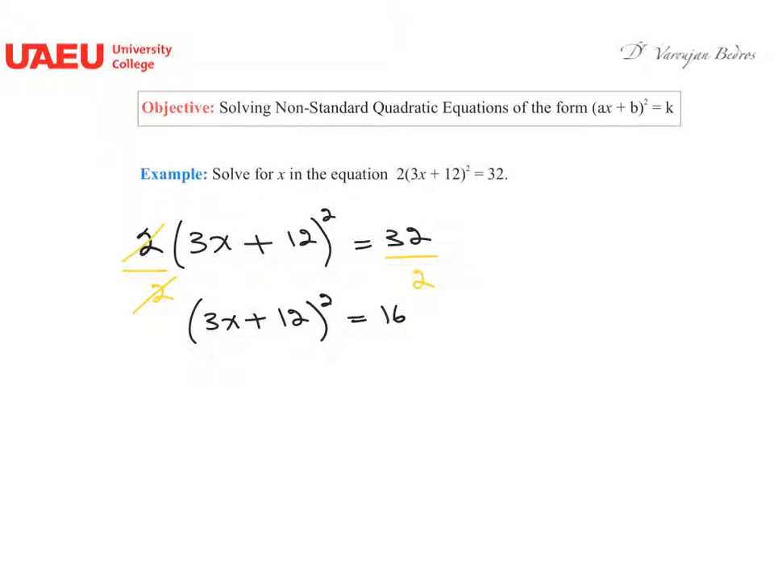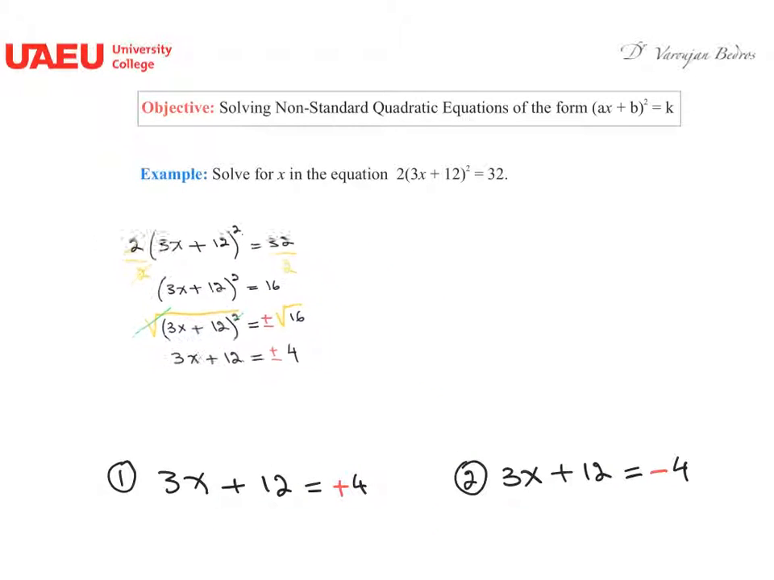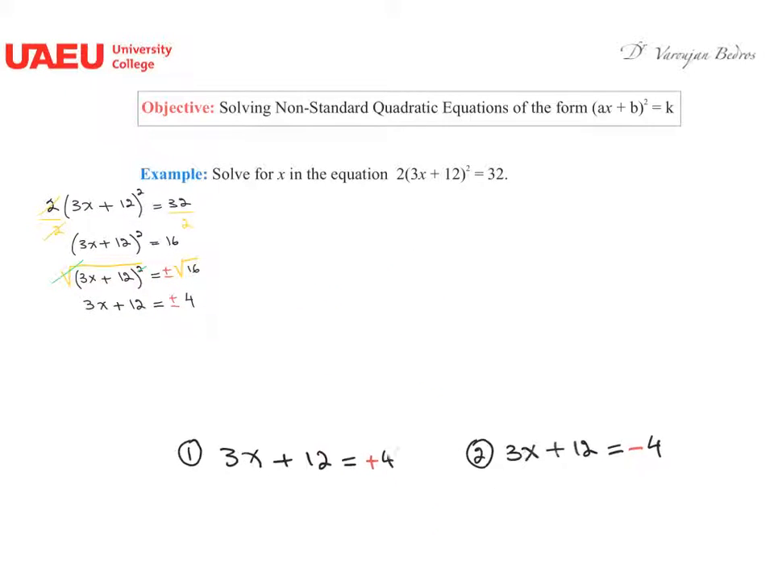means first we take the square root of both sides to get rid of the squared. And don't forget, when we do this, we get plus or minus on the other side. And after simplification, we see that we have two linear equations that we have to solve. So let's solve these two equations separately.